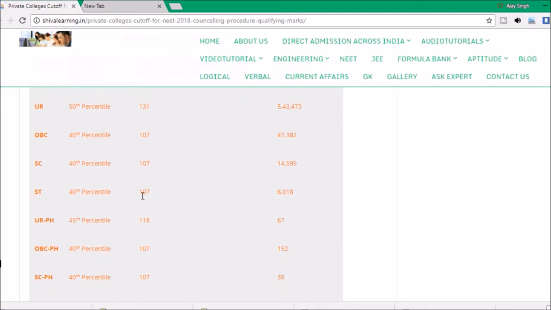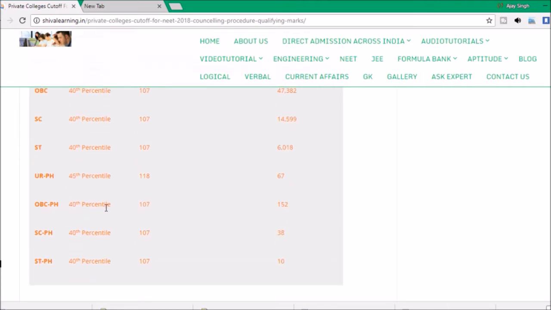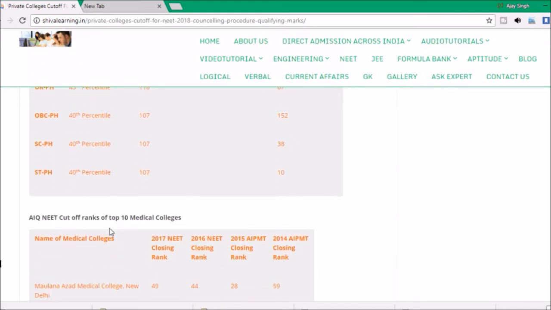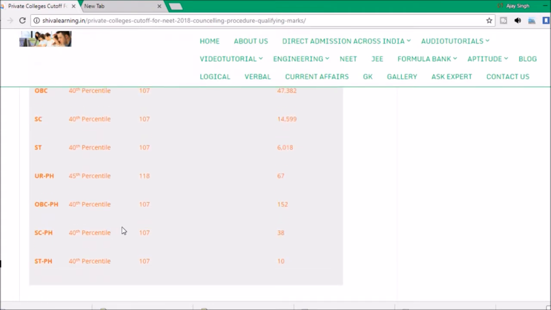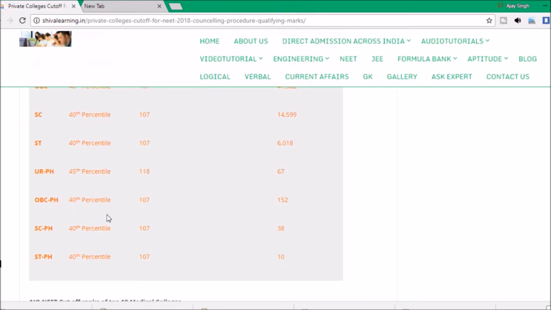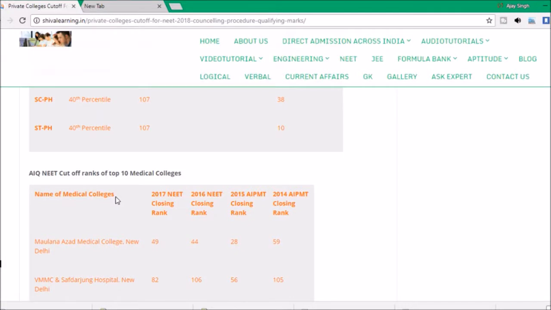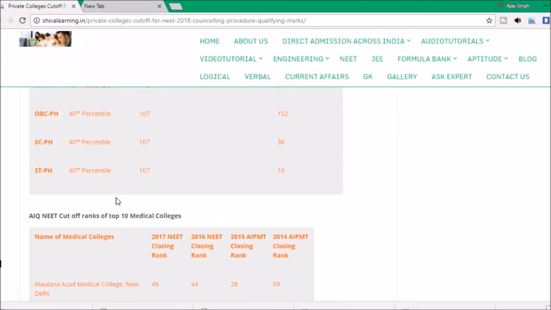ST is there, it's like 107 marks. Handicap general is like 1118. OBC physically handicapped 107 and SC physically handicapped 107. It means you should get a minimum of 107 marks, and this time also in 2018 it may differ from 100 to 120 marks. So be ready for that, be sure that you may get that much marks, okay.